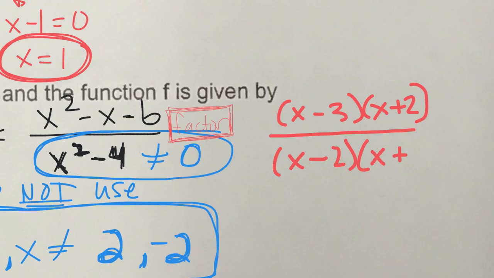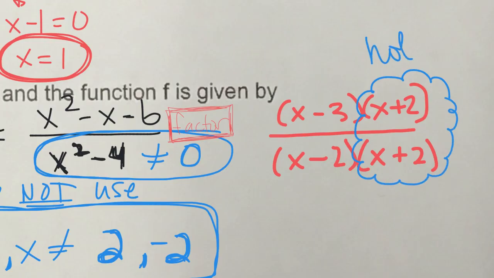X minus 2 and x plus 2. So now that we have it in factored form, what factor do you see more than once? The x plus 2. Whatever factor gets repeated, this is where we're going to find the hole in our graph. And whatever factor gets left over, this is where we're going to find your vertical asymptote. So that's the difference between your factors, the things that cancel, where your hole's going to be.